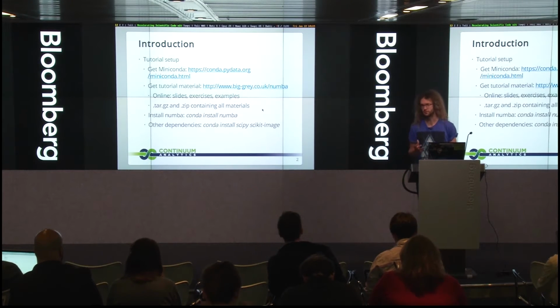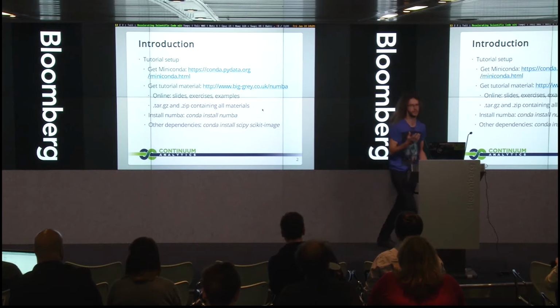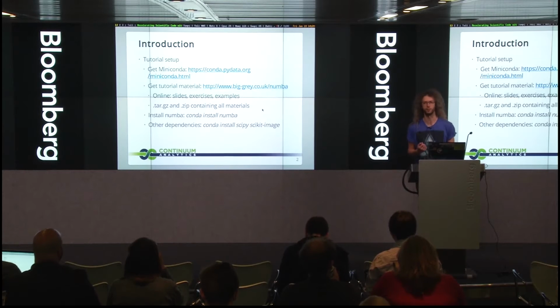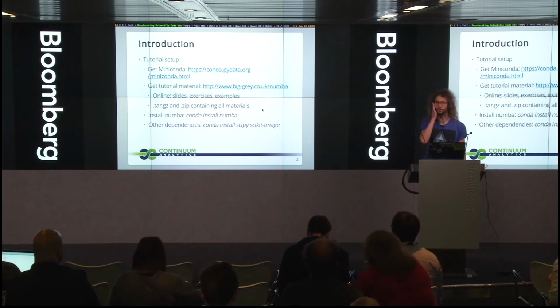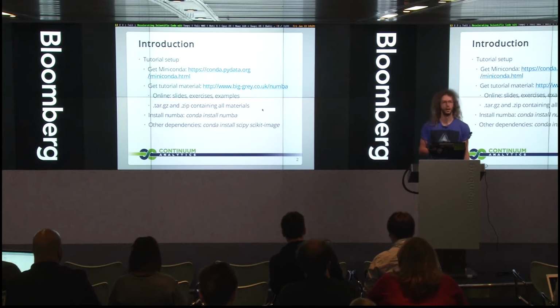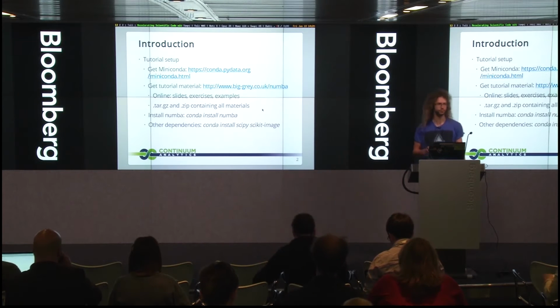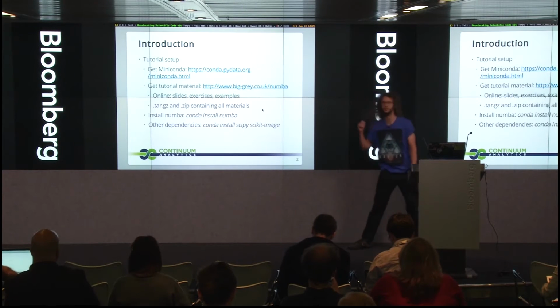So if you want to start getting set up right away, you can grab all the tutorial materials from this URL. There's the slides and exercises and examples online, and there's also tar.gz and zip versions if you want to download the whole lot to your computer. If you've not already got Anaconda or Miniconda installed, then I'd recommend that you get Miniconda and then use it to install Numba by running conda install Numba. There's one or two of the examples that I think have dependencies on SciPy and scikit-image as well, so you probably want to install those as well. Has everyone got this URL? Can I move on to the next slide?